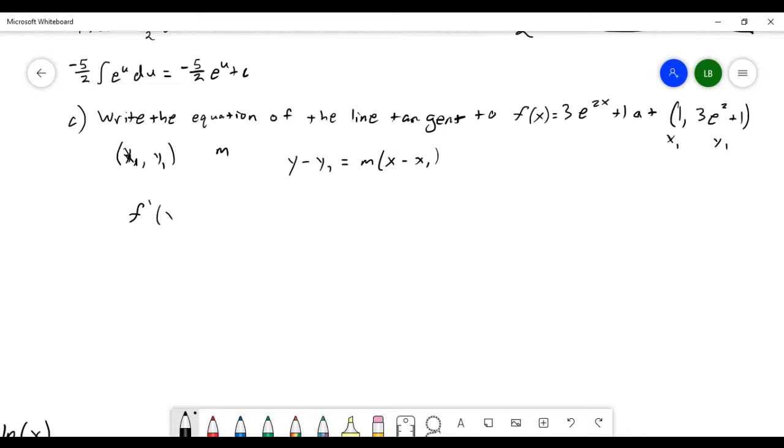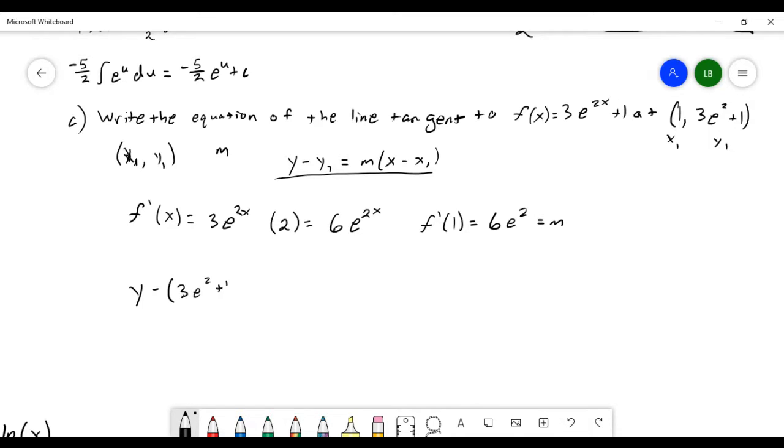So we take the derivative of our function. That's going to be 3e to the 2x, multiplied by the derivative of 2x, which is 2. That's 6e to the 2x. And then we need to plug in our x value. So f prime of 1 is 6e squared, and that is our slope. Then we just plug everything into our point-slope equation of a line: y minus (3e squared plus 1) equals 6e squared times (x minus 1).